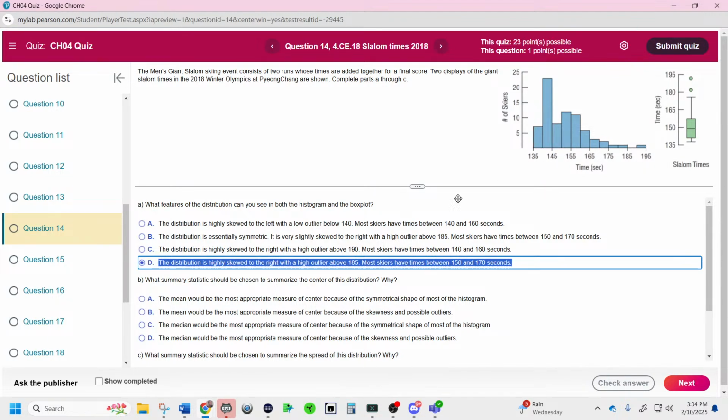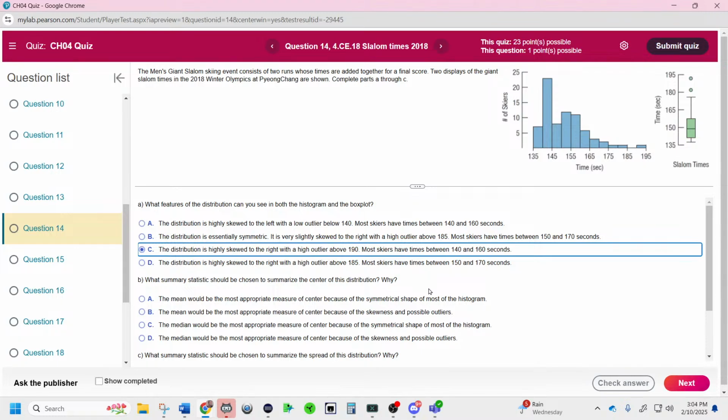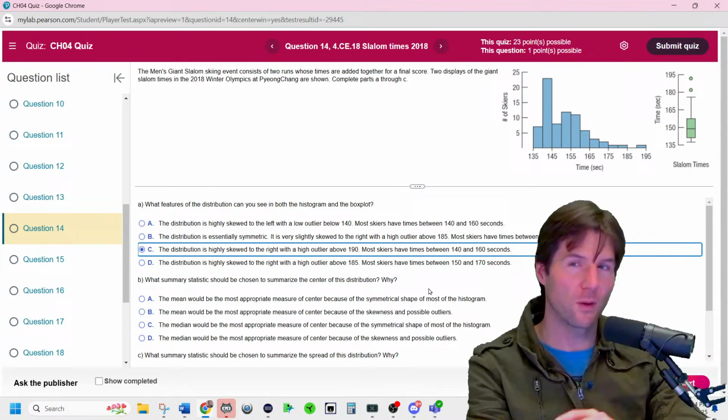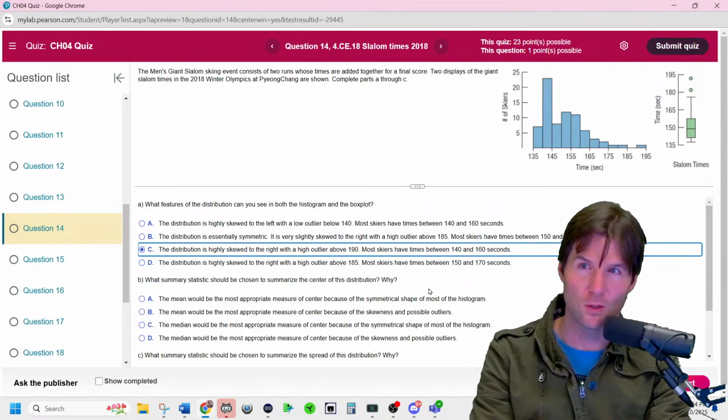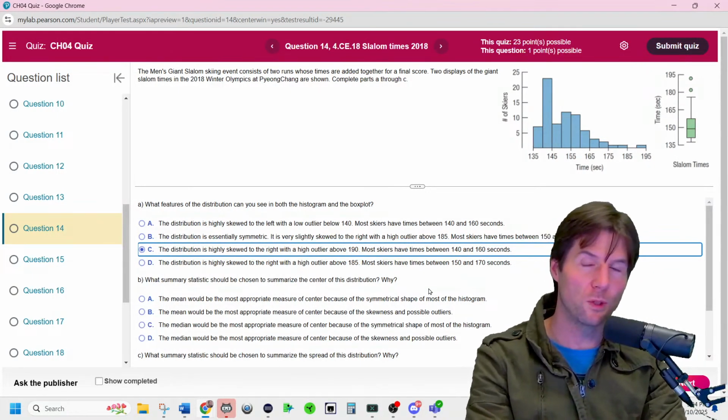That's like a bulk of the data. That looks right there. What summary statistics should be chosen? Don't even read their answers. If we're talking about the center of the distribution, there's only two answers, mean or median. So which one would you use, mean or median?